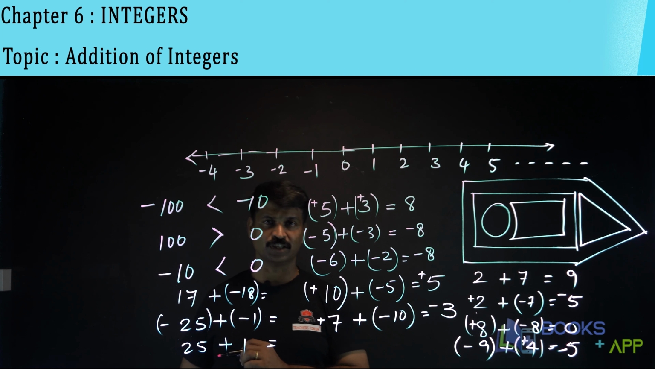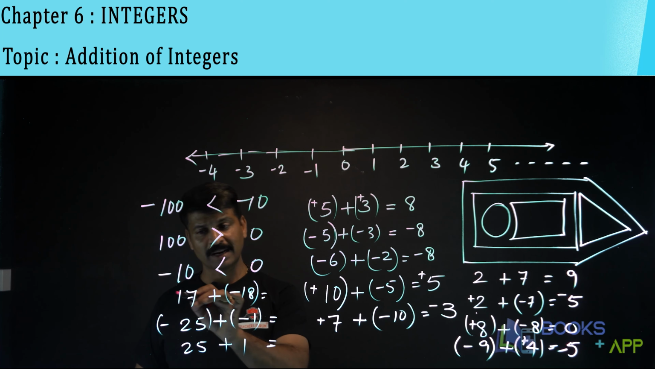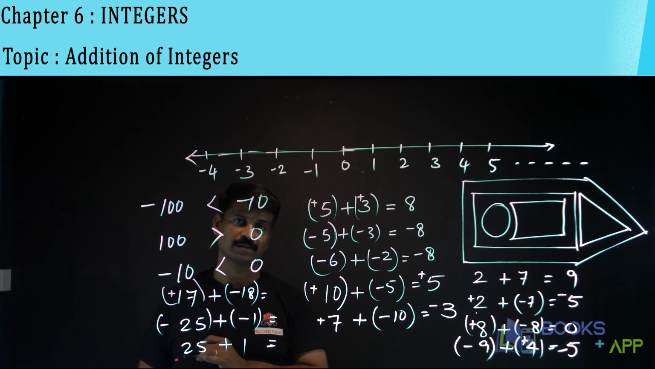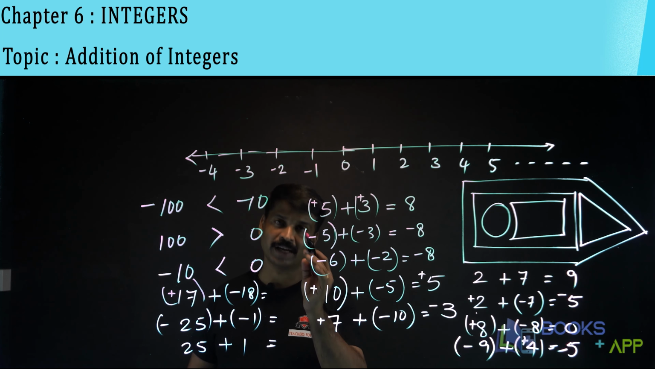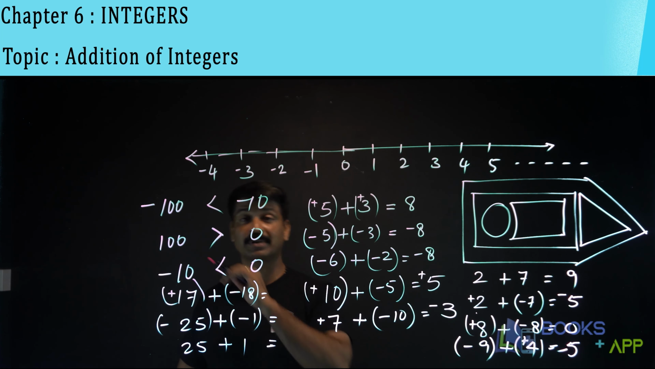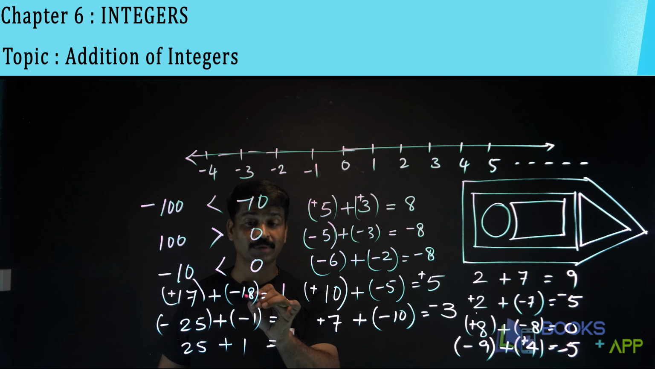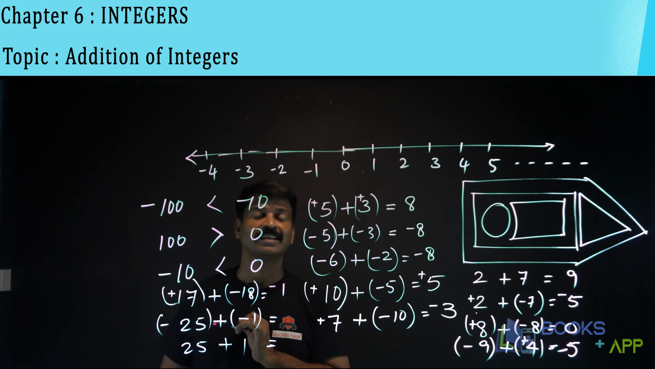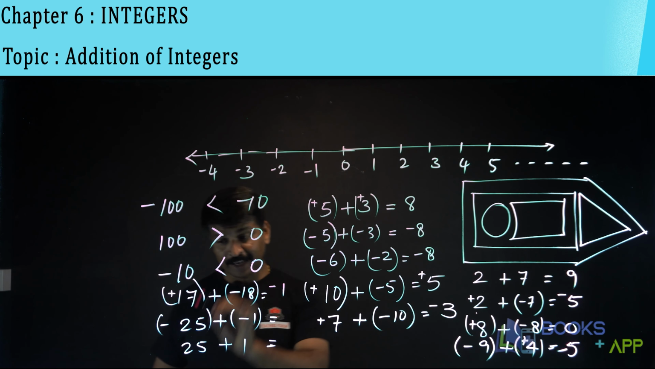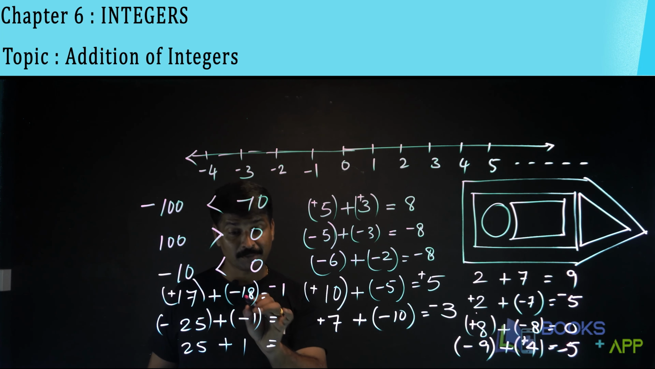17 plus minus 18. One is a negative number and the other one is a positive number. So what you have to do? You should subtract. From 18, you should subtract 17. You will be getting 1. What is the symbol of the greater number? Minus. So what is the answer? That is minus 1.